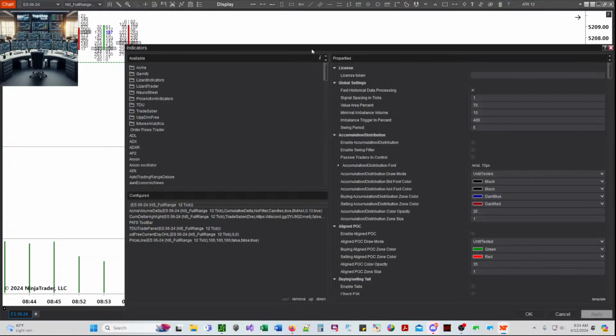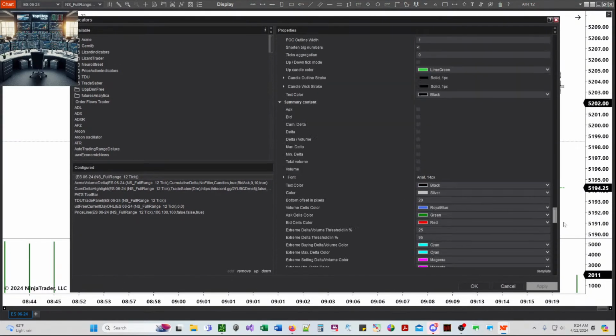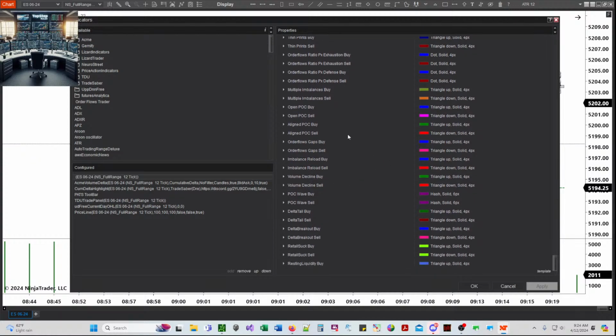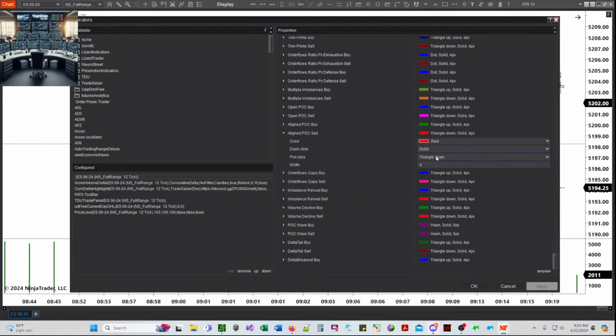I know it's tedious, but you got to do it one by one. You go down to the plot and you change that plot from triangle, because if you leave them all on triangle, you're going to have a whole bunch of triangles on your chart. You don't want that, because then the triangles become confusing. To me, they become confusing.